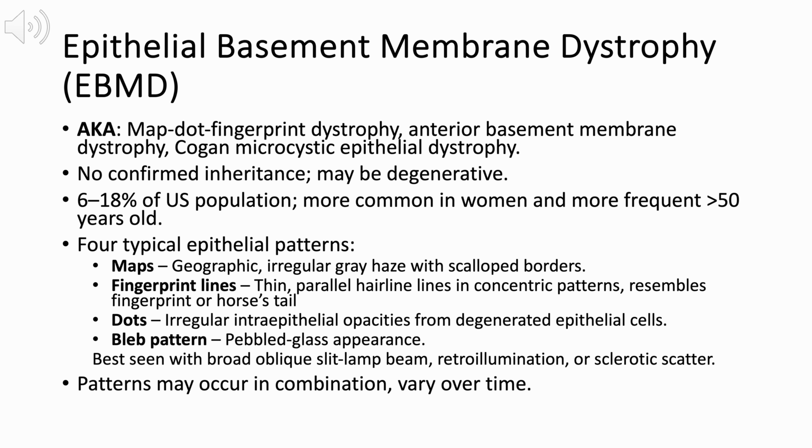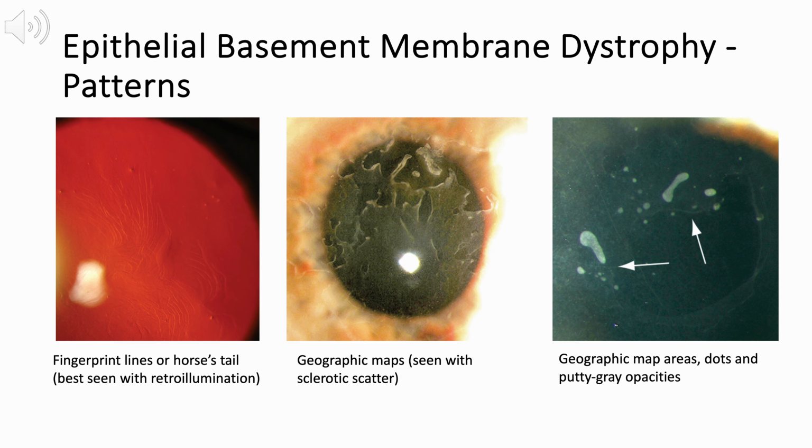And finally, the bleb pattern gives a pebbled glass appearance. These changes are best seen with a broad oblique slit lamp beam using retroillumination or with sclerotic scatter. It's important to note that these patterns may occur in combination within the same patient, and they can change over time. Let's now look at the characteristic patterns of EBMD.